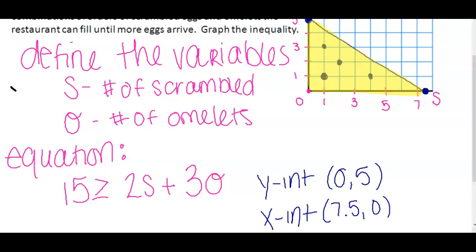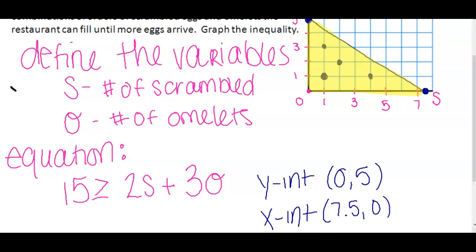Equation, it's 15 less than or equal to 2s plus 3l. If you find your intercepts, they represent the max number of scrambled and the max number of omelets. So if you find the intercept, they will represent the max number of each type you can make. Can I make 7.5 orders for a restaurant?